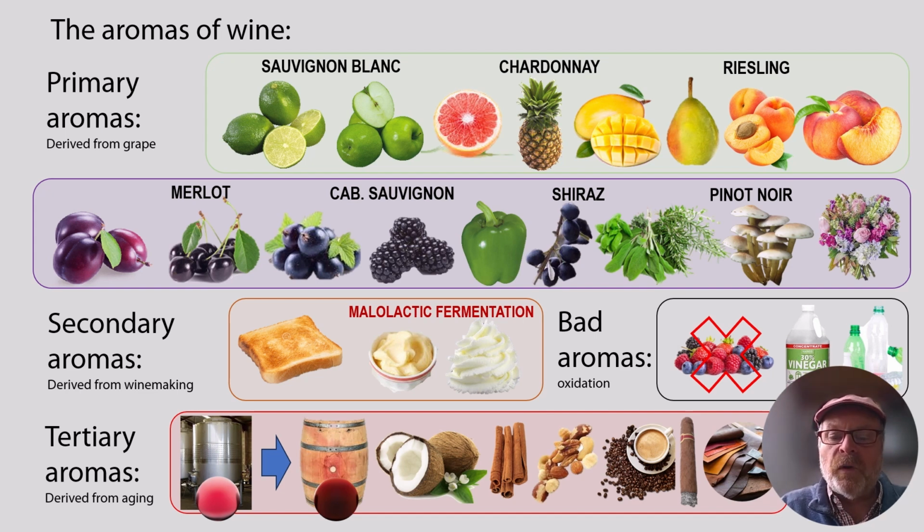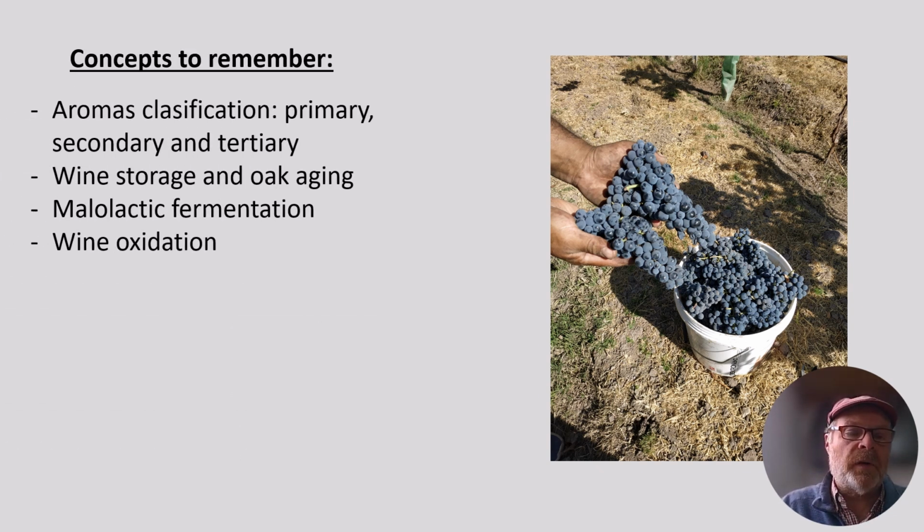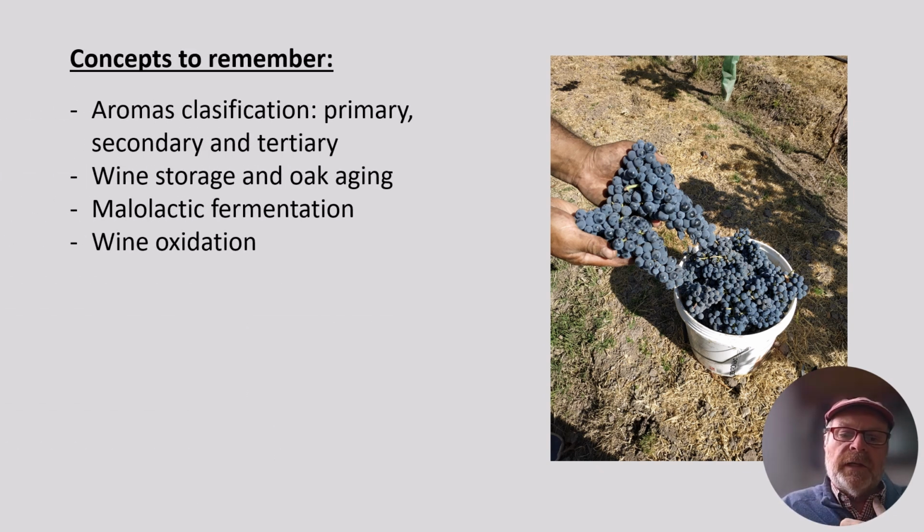So let's go to our recap. So in this episode, we would like to remember the classification of aromas in primary, secondary, and tertiary, the importance of wine storage, whether we do stainless steel or we add this new complexity of aromas by oak aging our wines, malolactic fermentation, which is going to give us that type of lactic, meaning aromas of butter, baby cream, and then the importance of keeping the wines sealed without any contact with oxidation.